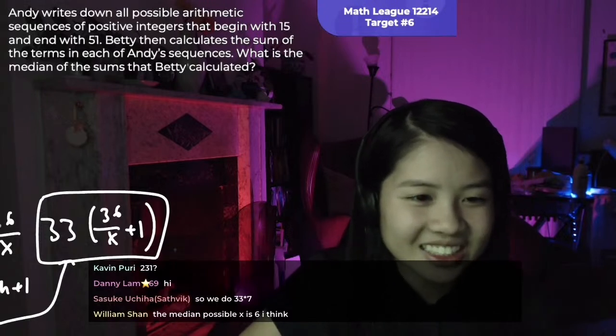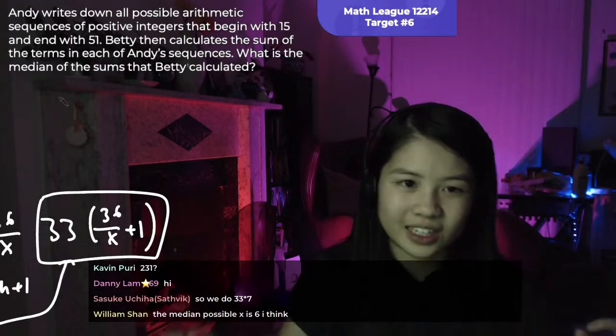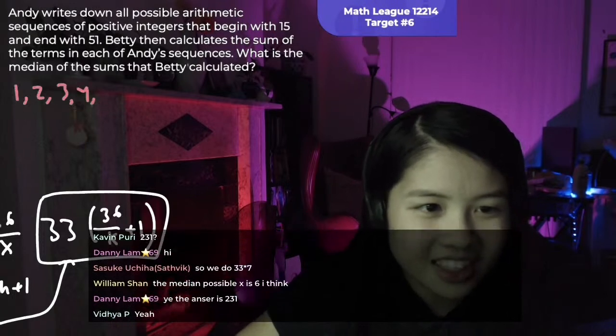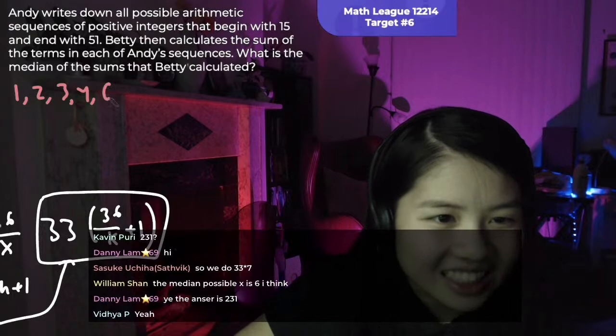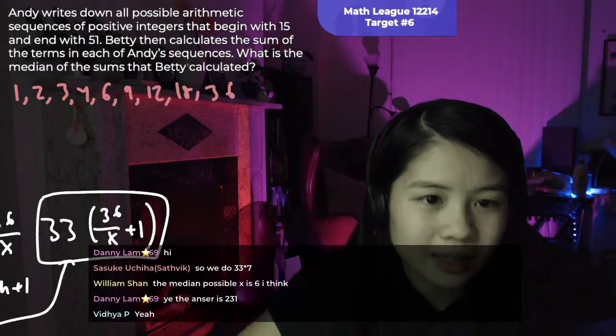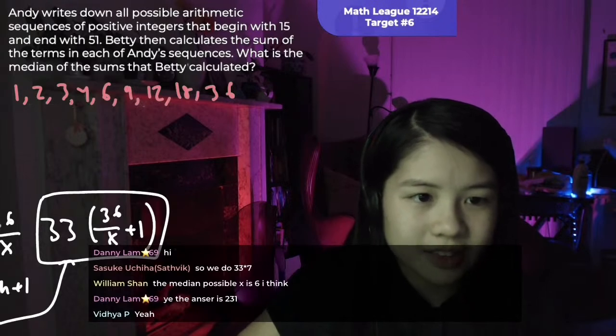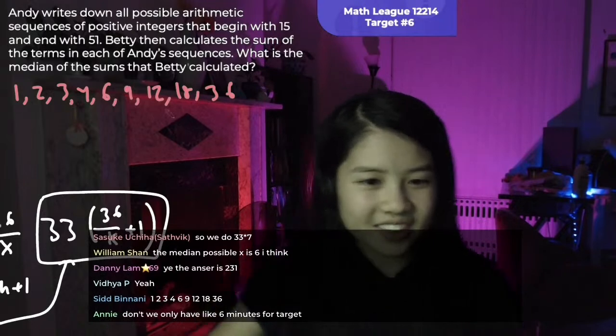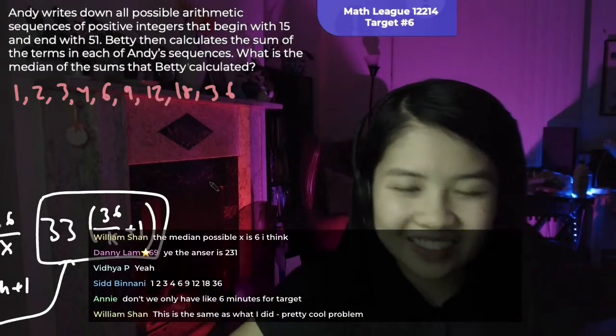So the factors of 36, because x is a factor of 36. So we have 1, 2, 3, 4, let me know if I miss any, 6, 9, 12, 18, 36. How many is that? 1, 2, 3, 4, 5, 6, 7, 8, 9. Yeah, that's the correct number. Okay, so we don't have that much time.